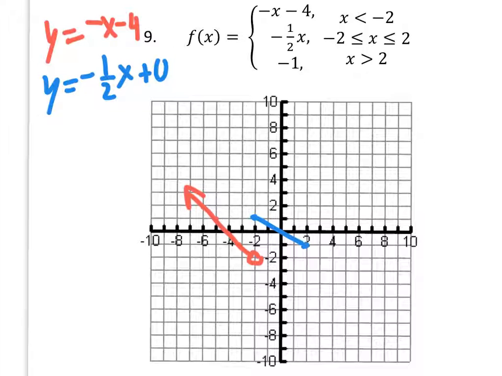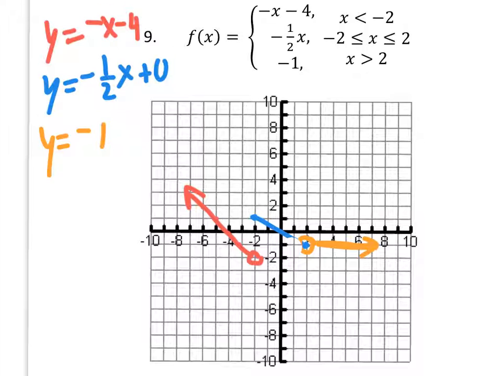Now the bottom one, I'm going to do in a different color. Let's say orange. It's going to be y equals -1. That's a flat line crossing through the y-axis at -1. So here's -1. Let me draw it to the left and to the right. However, you only want to show the piece that is greater than 2. So it's going to be an open dot at 2, and it's going to be going to the right, because it says x is greater than 2. I do not want anything on the left side of this thing.